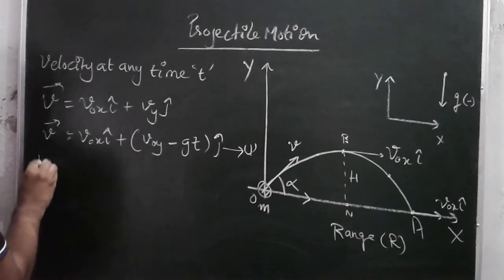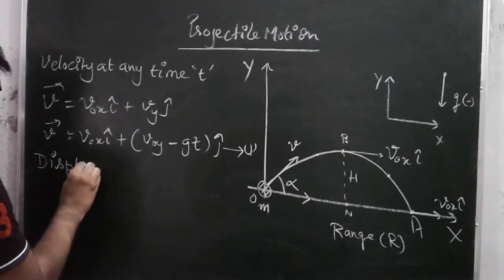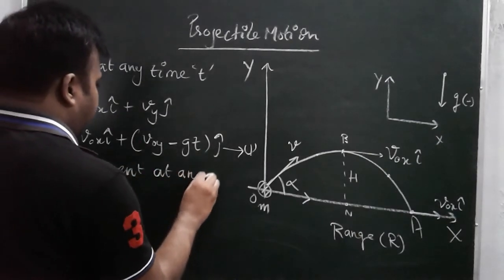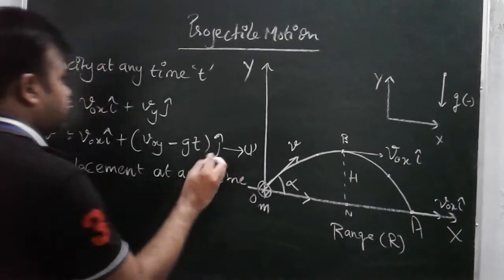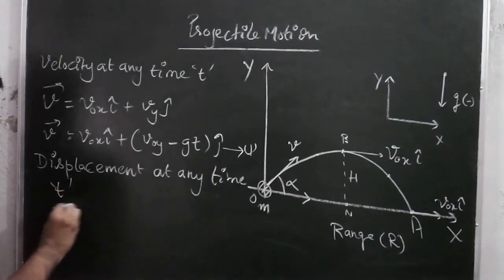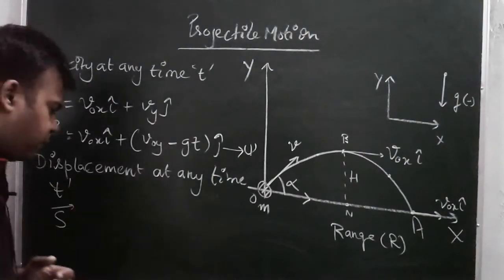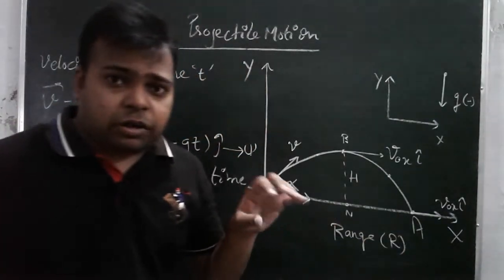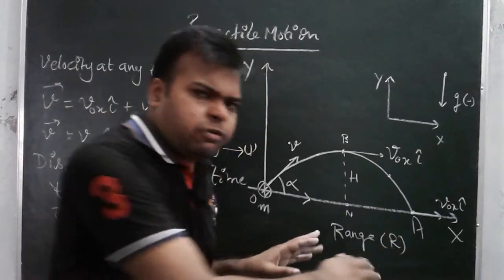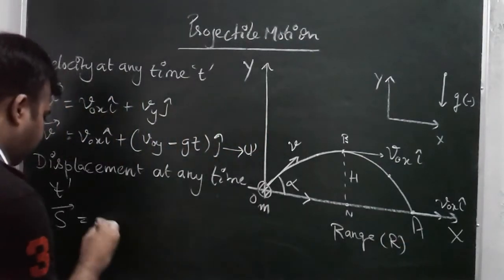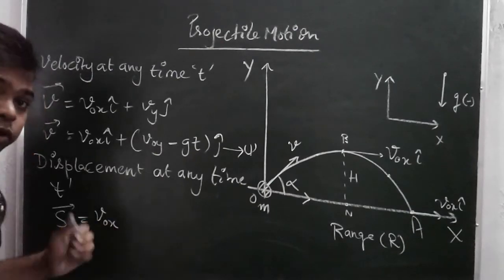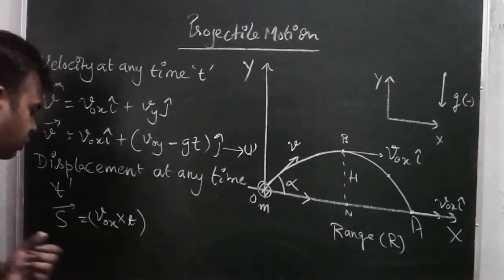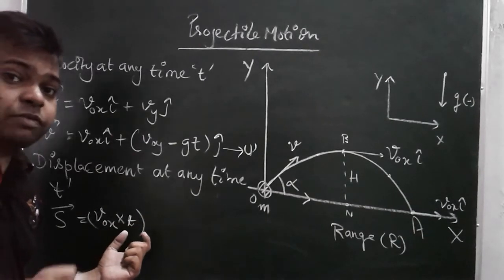Now the second equation is displacement at any time t. I am denoting displacement as the vector s. For displacement in x, it will be nothing but the range. So I will write it as Vox, the horizontal velocity, multiplied by time t. This will be a distance, or we can say displacement.